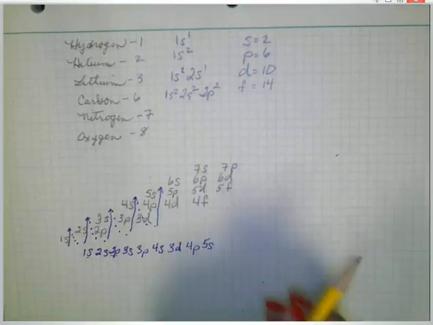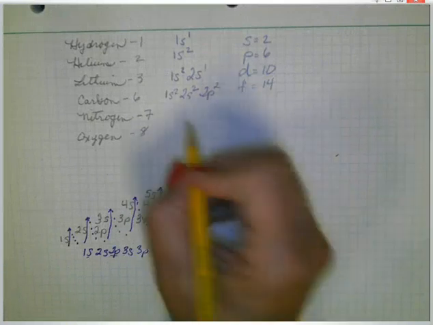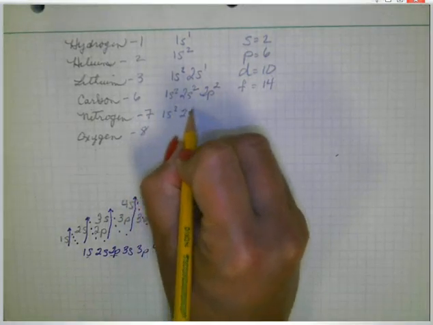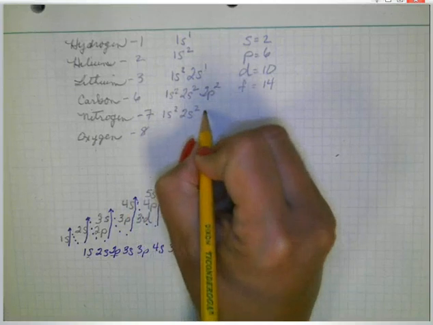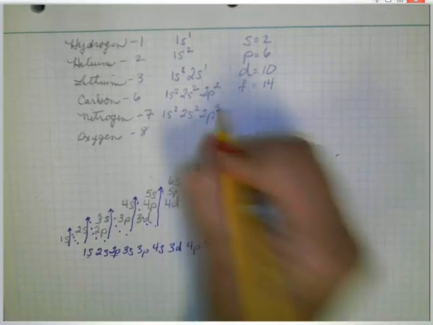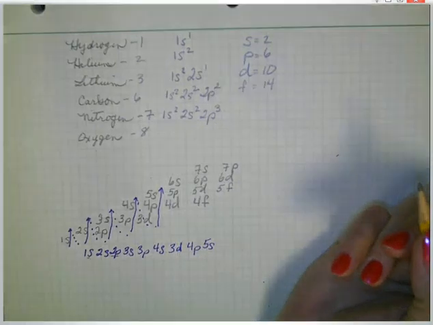So let's do nitrogen. Nitrogen has 7 electrons. We would start with 1s2, 2s2, I've done 4, 2p, and I need 3 more, so I'll just put 3 in this orbital. It's not completely full again.